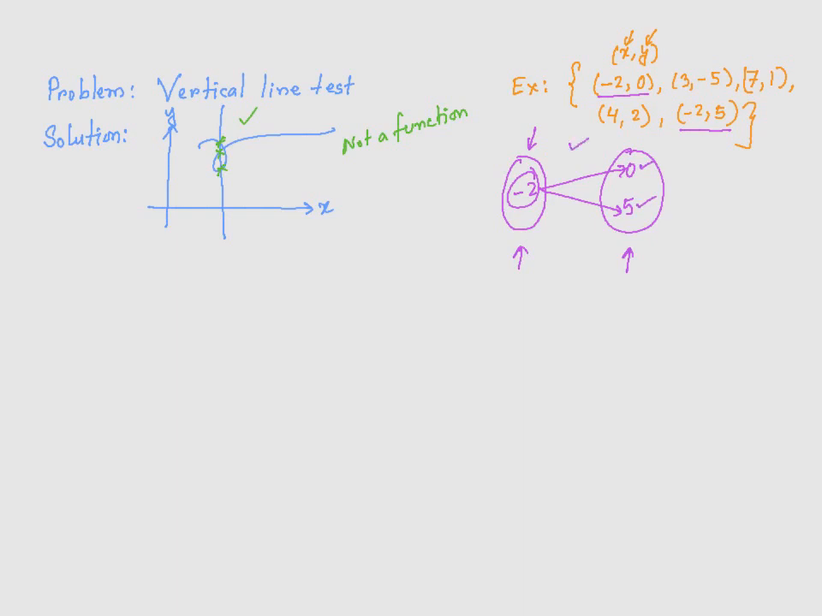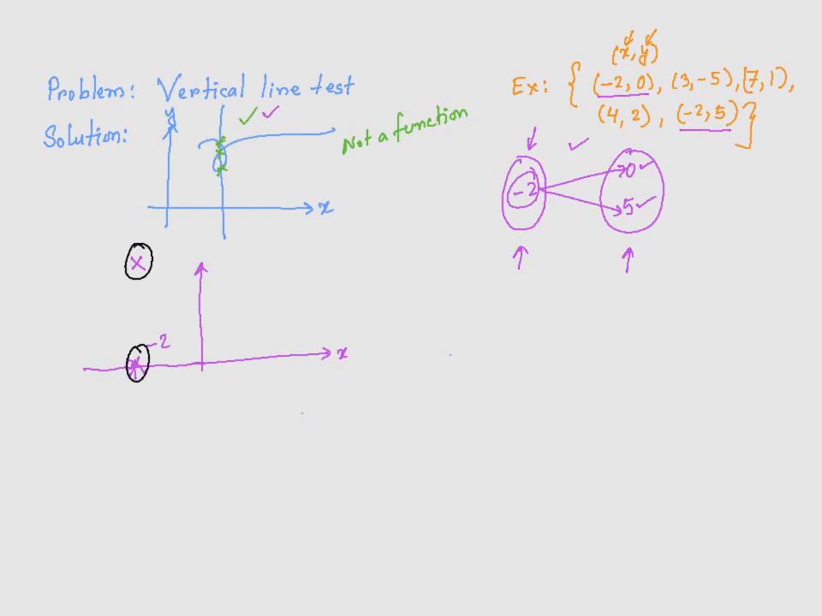Now, how does it relate to this graph? So technically what it means is this. Let's say this is your X and this is your Y. So if this is -2, this X value, you will have two values. One is 0, which is right here. Another is going to be 5, which is right here. So for one X value, you have two different Y values, which violates the definition of a function.